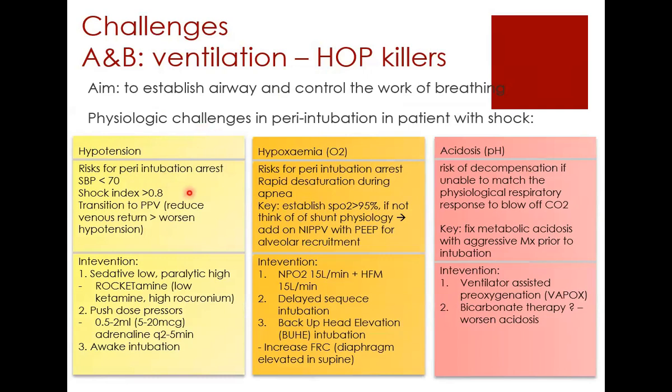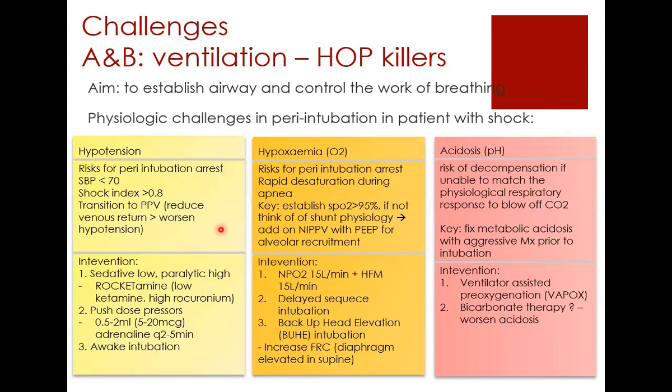Okay. First, the risk of peri-intubation arrest is higher with hypotension, especially when the systolic blood pressure is less than 70 or the shock index is more than 0.8. And also remember that if you put the patient on positive pressure ventilation, there will be a rise in intrathoracic pressure and subsequently reduced venous return. Eventually, it will further bring down your BP. So quite tricky, right?